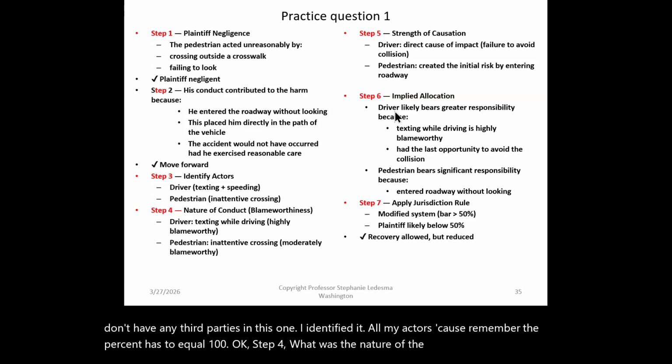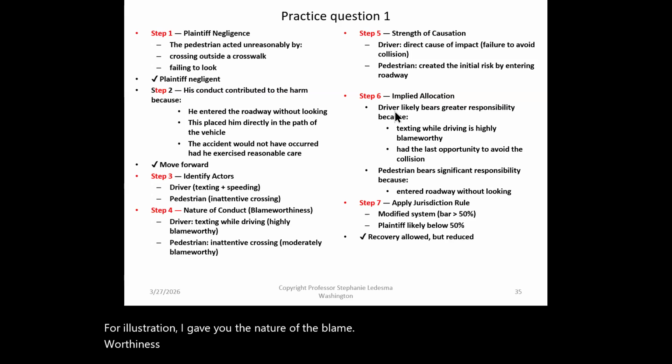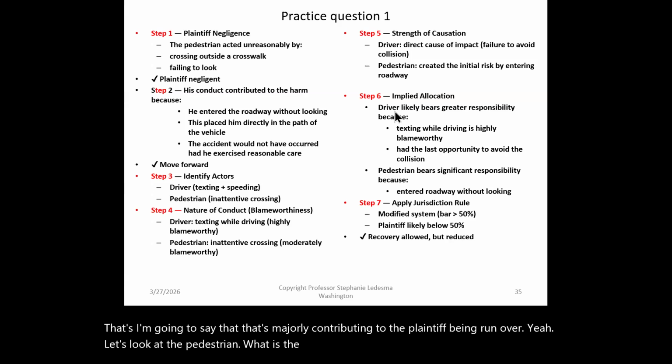Well, for illustration, I gave you the nature of the blameworthiness for both the driver and the pedestrian, right? So the nature of the driver's negligence was pretty high, right? They are speeding 15 miles over the speed limit in a residential zone. I'm going to say that that's majorly contributing to the plaintiff being run over. Yeah. Let's look at the pedestrian. What is the pedestrian doing? The pedestrian is inattentive and crossing the street.